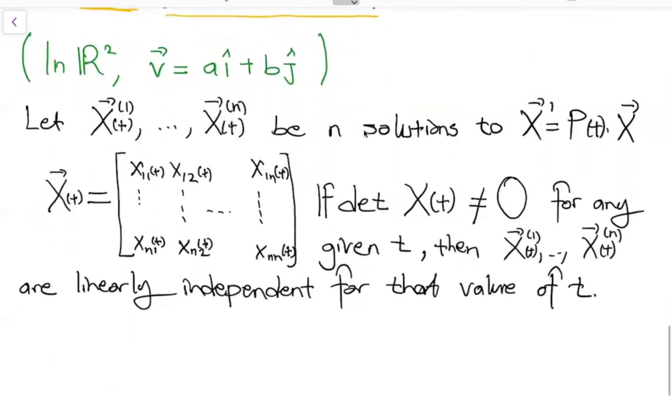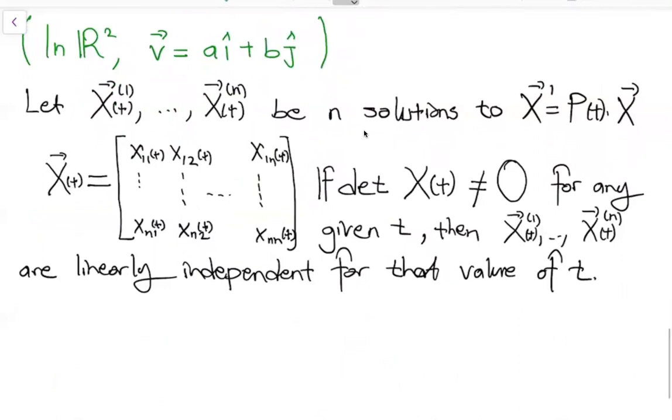Okay. So for any value t, if this determinant is non-zero, automatically they are linearly independent. So let's not confuse the following. Being linearly independent on an interval. So remember, for a vector of functions, how do we check being linearly independent on an interval?